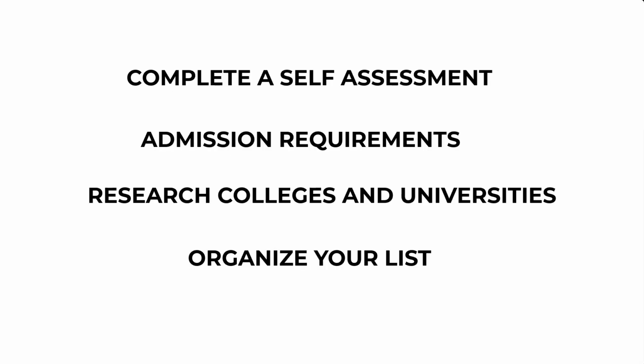Next, you'll want to take all your research and organize your list. Create a spreadsheet or document to keep track of the colleges you're considering. In addition to your research, you'll want to include relevant details like location, application deadline, application fee, and any other pertinent information for each school.